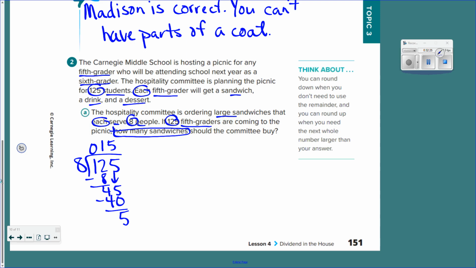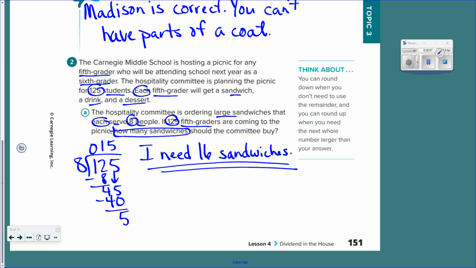I could continue dividing, but I have a remainder. The whole question is, what do I do with my remainder? What do I need? There's 5 people left. So, that's absolutely right. I still have five more people I can feed. So I need 15 sandwiches and 5 more slices. So I'll need 16 sandwiches.